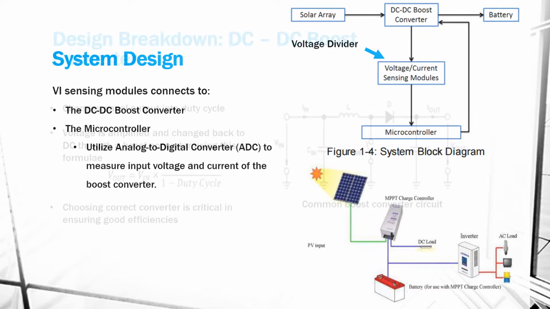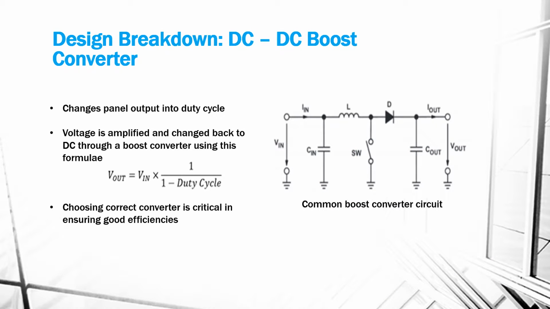The converter works by changing the DC output from the solar panel into a duty cycle desired by the MPPT. The voltage is then amplified and changed back into direct current via a boost converter. The output voltage is related to the duty cycle as shown. Choosing the correct boost converter is critical as it must have high efficiency for the expected voltage and current input and output ranges.